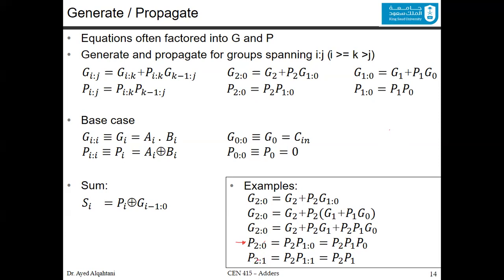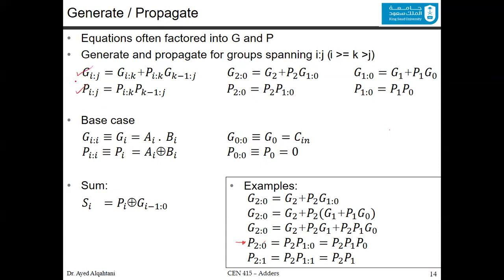So propagation from 1 to 2. So you have P1 ANDed with P2. This could be meaningful to us. So that's for the base cases and the propagation grouping. What about the generation?